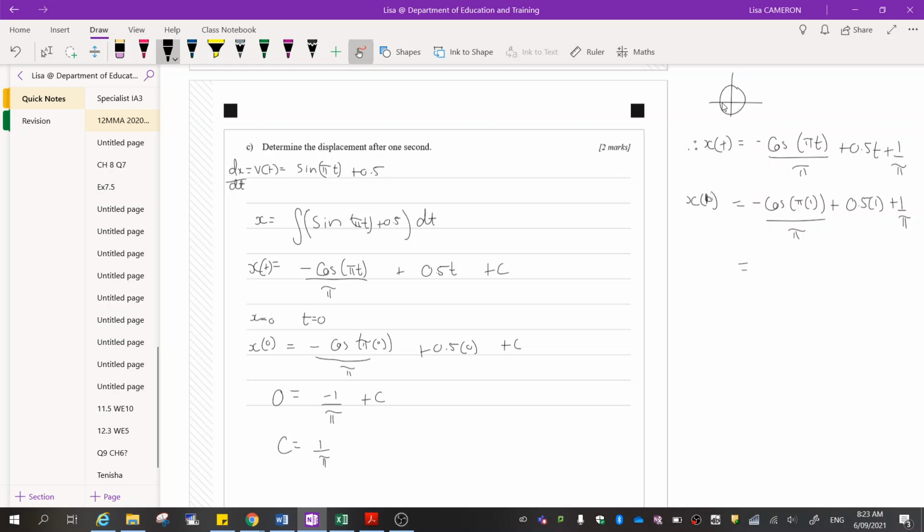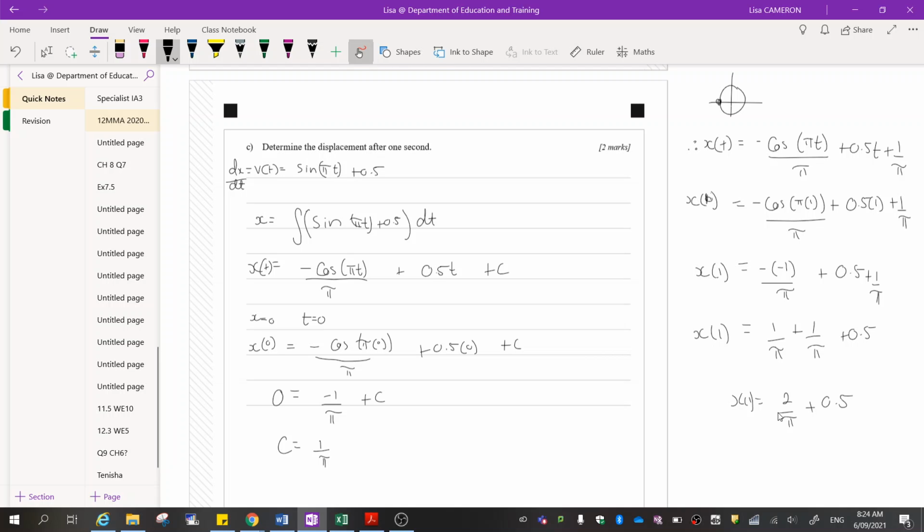Cos pi, so that's over here, so that's going to be negative 1. So this is like negative times negative 1 over pi plus 0.5 plus 1 over pi. This is going to become a positive, so I'll have 1 over pi plus 1 over pi plus 0.5. So x of 1 is equal to 2 over pi plus 0.5. Okay, and it doesn't tell me to do anything fancy with the answer, so I'm going to leave it like that because this is a tech-free exam.